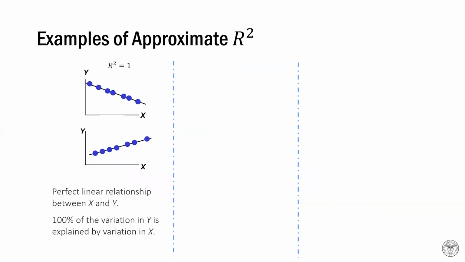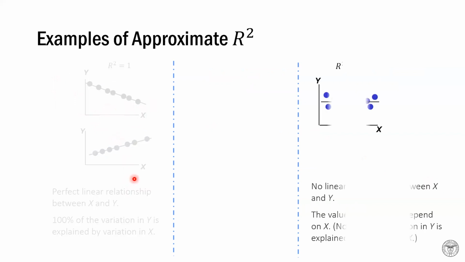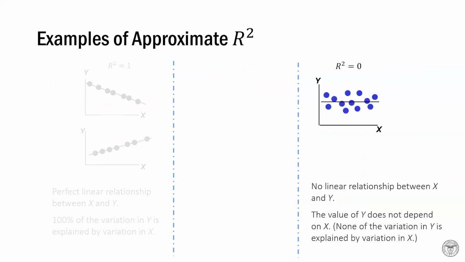Here we further show several cases of potential R squared. The leftmost graphs represent a perfect linear relationship between X and Y. That is, 100% of the variation in Y is explained by variation in X. However, this perfect situation does not happen in practice. The rightmost graph suggests no linear relationship between X and Y. That is, the value of Y does not depend on X. So the R squared equals 0.